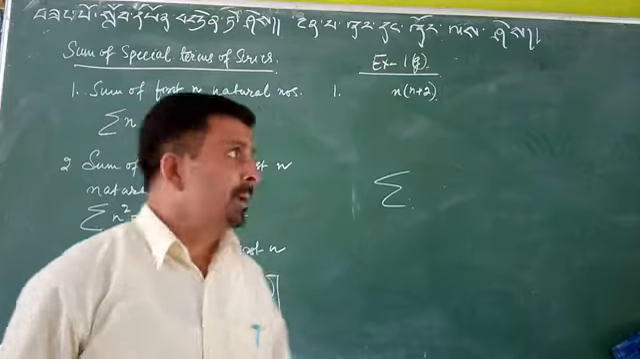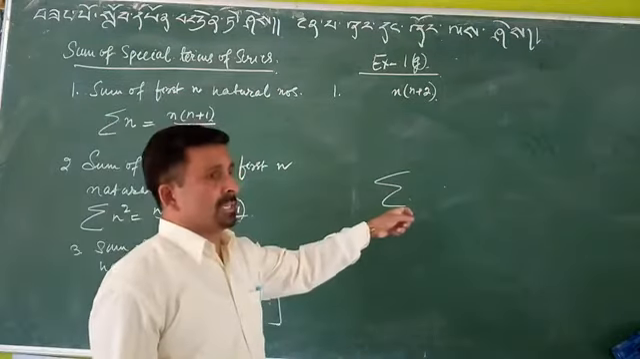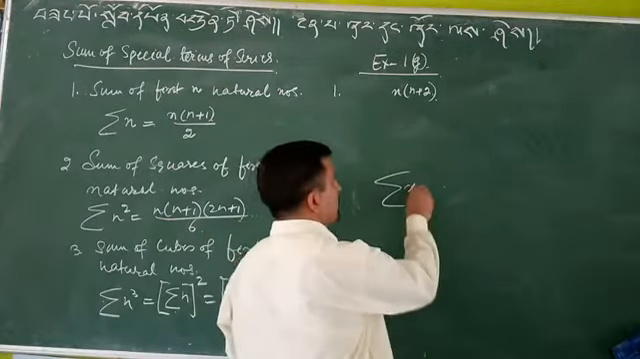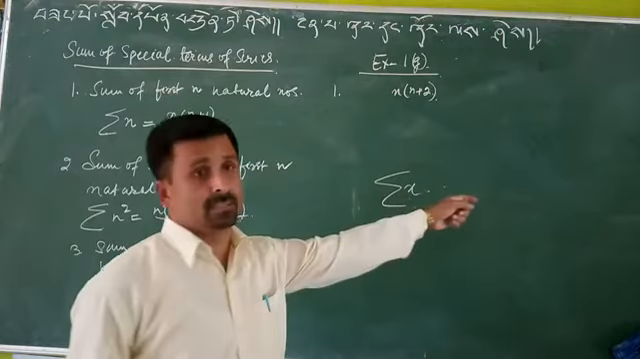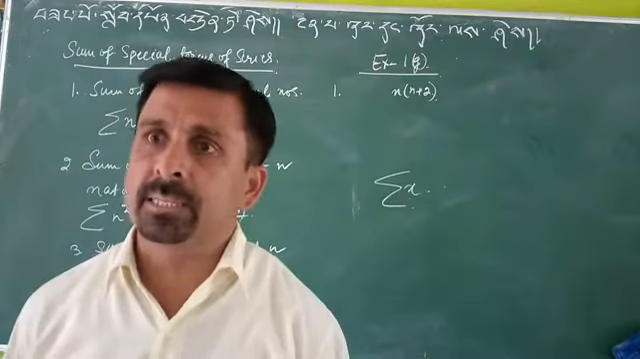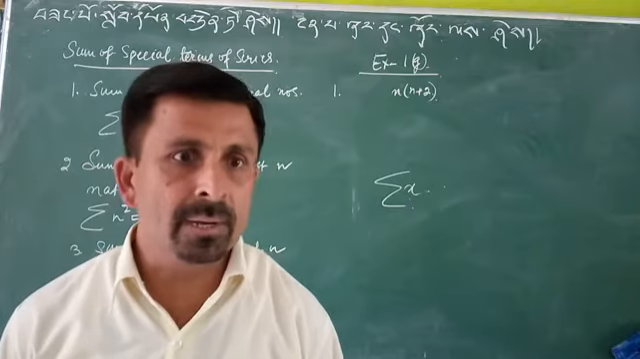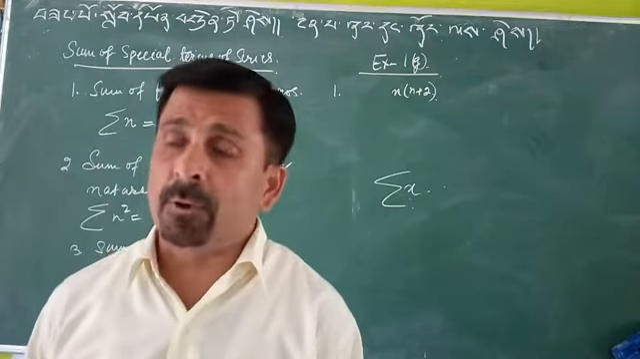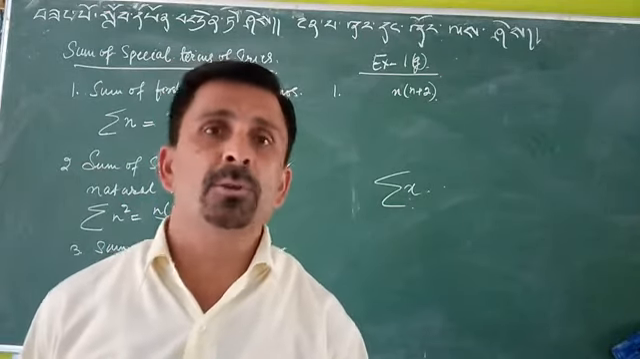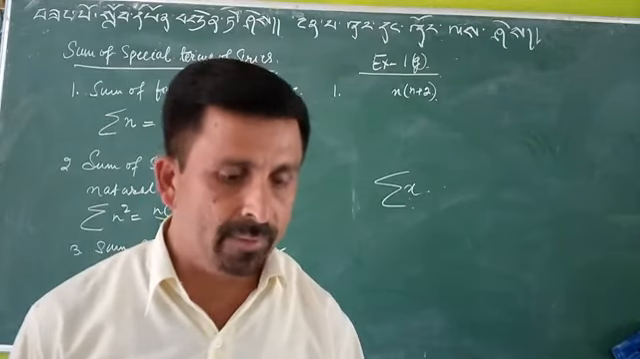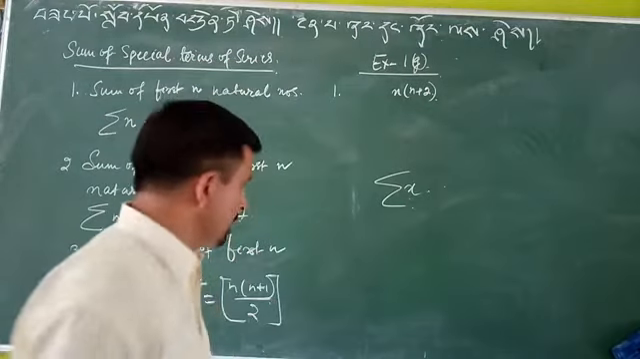The meaning of this is, if I write sigma x, that means the sum of all the x. For what values of x? That can be given to you later on. Is it understood?